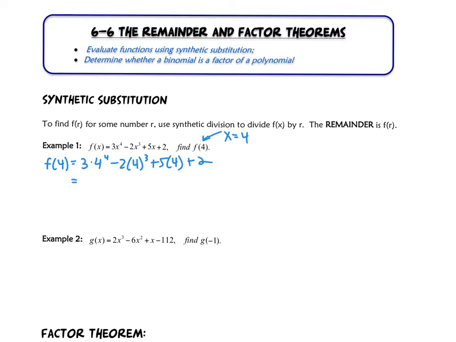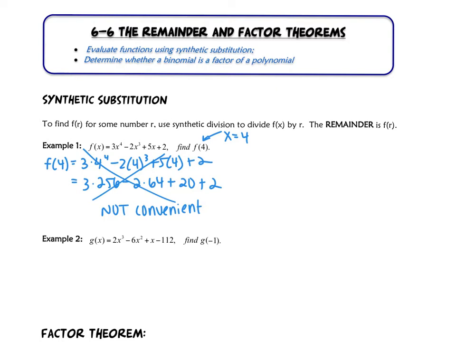If I'm not allowed a calculator, do I know what 4 to the 4th is? Well, it's 256. 4 to the 3rd is 64. These numbers get big quickly. So this is not convenient. It works, but the numbers are too big. So it works, it's just not convenient.